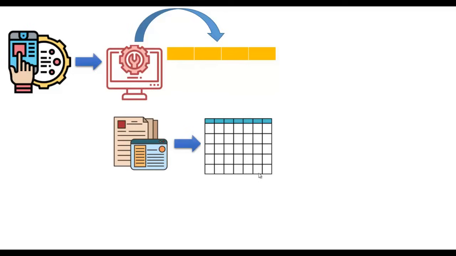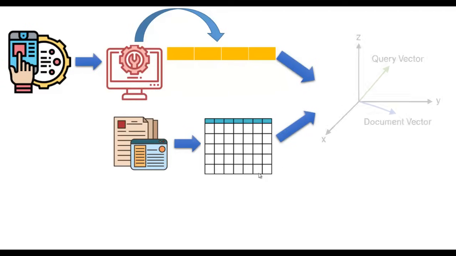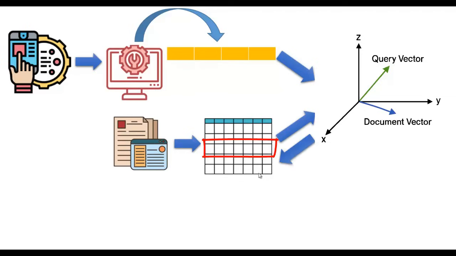Now comes the key step. We compare the user's query vector with all the document vectors in our vector store. This comparison is done using a method called cosine similarity. Think of it like measuring how close two arrows are pointing in space. Whichever document vector is closest to the query vector is likely the document that matches the user's intent. So we pull out the matching document, but please remember, we don't need its vector anymore. I need the original text of the document.